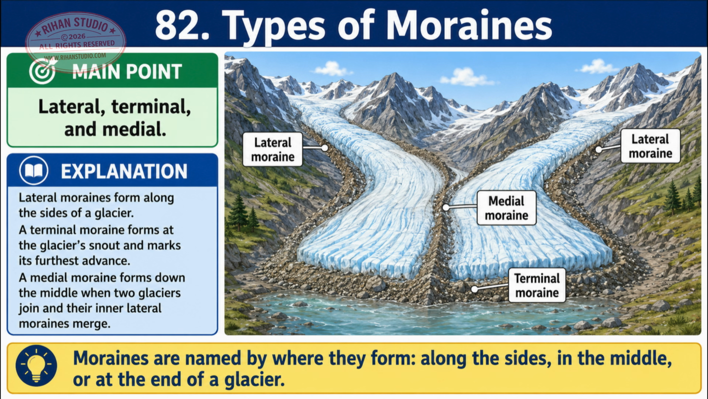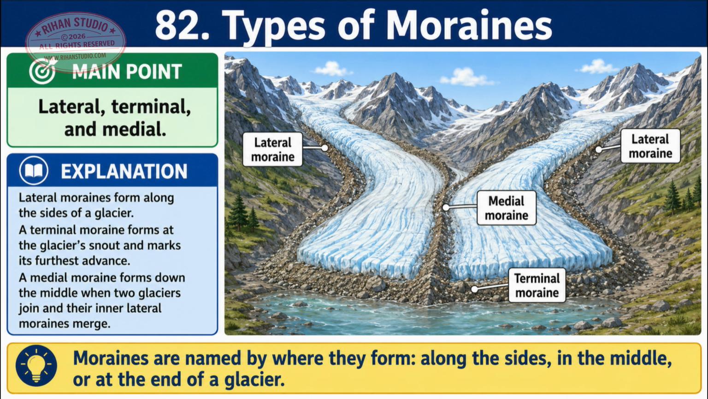Types of moraines. Lateral, terminal, and medial. Lateral moraines form along glacier sides. Terminal moraines mark the glacier's furthest advance. Medial moraines form where two glaciers meet and their lateral moraines join.